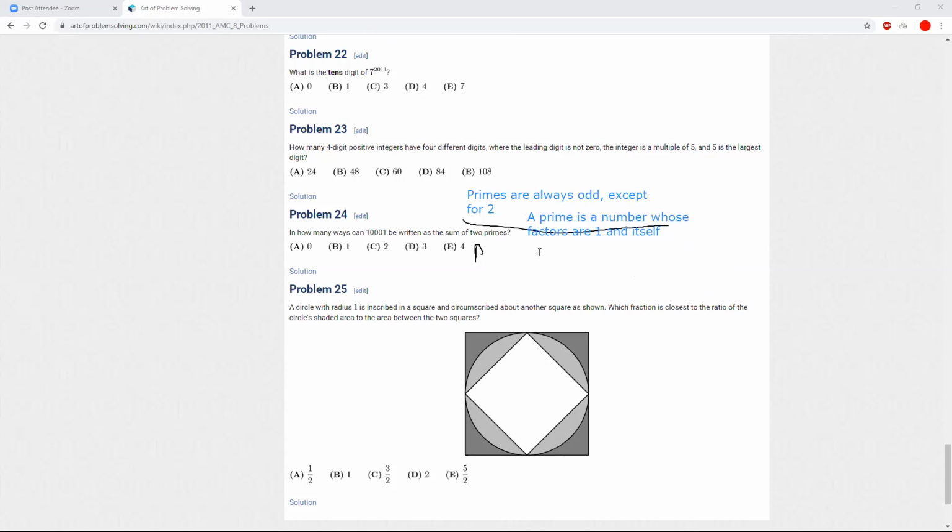So something like 70 is not prime, since we can write it as 35 times 2. But something like 71 is prime, because you can't write it as anything else. And obviously, all even numbers except 2 are not prime, because you can divide 2 out of them.